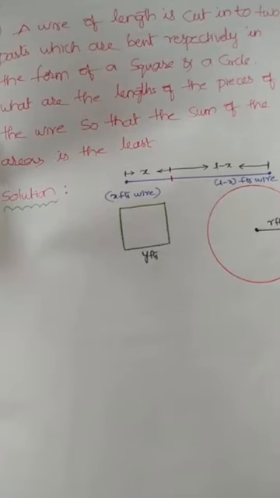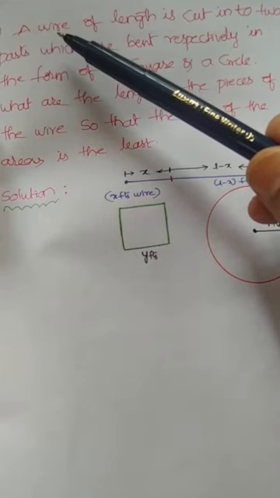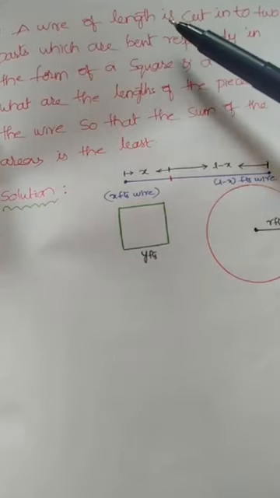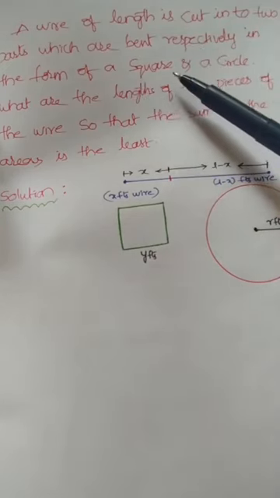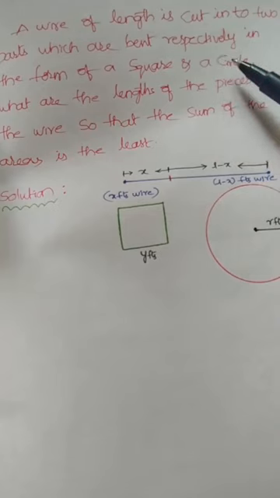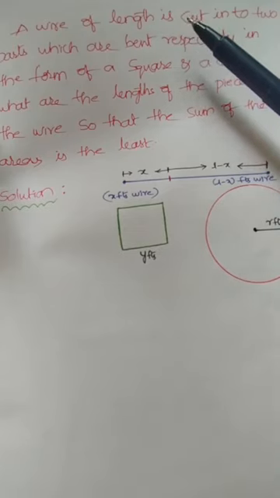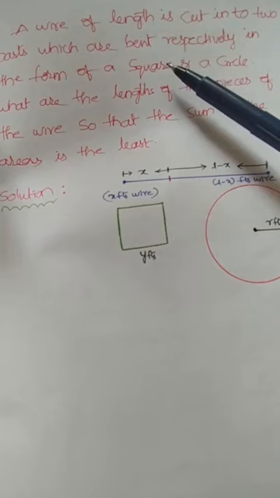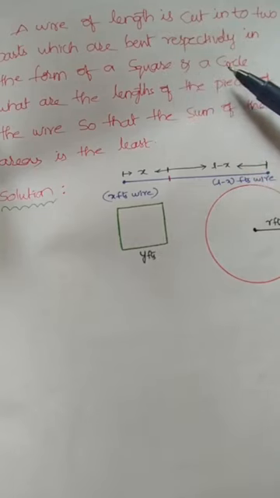Next problem is very important. Observe the problem clearly. A wire of length L is cut into two parts which are bent respectively in the form of a square and a circle. Meaning, a wire of some assumed length is cut into two pieces, and one piece is modified as a square and another piece is modified as a circle.